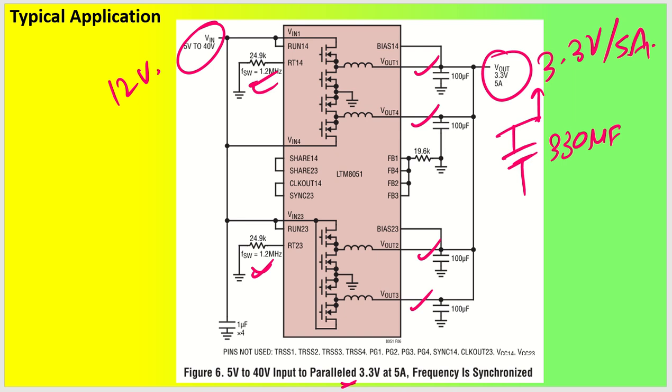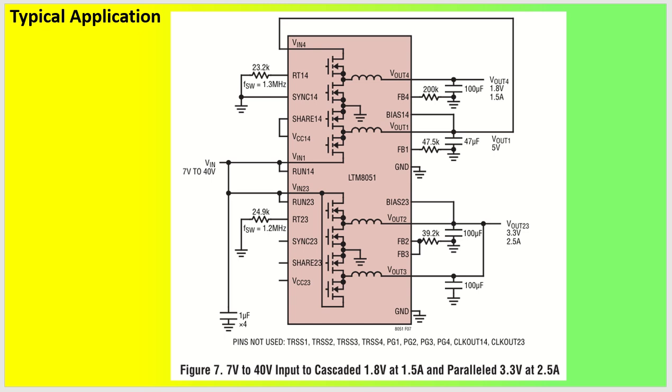coming back to the other typical example. What they say is one of the 5 volt outputs has been used as input to channel 4. Okay, and this channel 4 is going to give you an output of 1.8 volt. So this is how you can also do it. You don't have to always give input from an external source. The higher voltage output can be used as an input for the lower voltage converters. That's the advantage of this particular IC. And the other two channels have been used in parallel combination to give you an output of 3.3 volt.